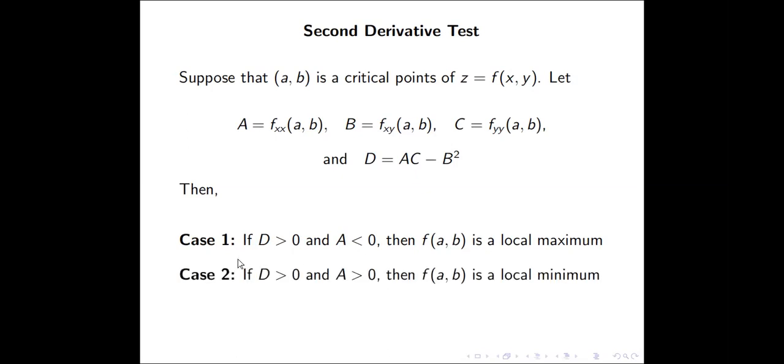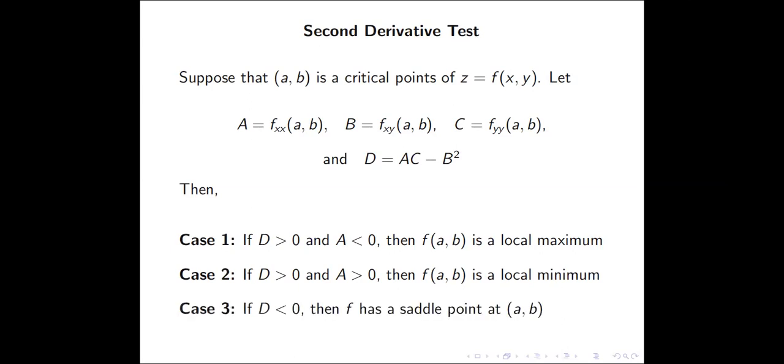And case 2 is we also have a positive D, but this time we also have a positive A. Then f of (a, b) will be a local minimum. So we have two cases left where either D is 0 or D is negative.